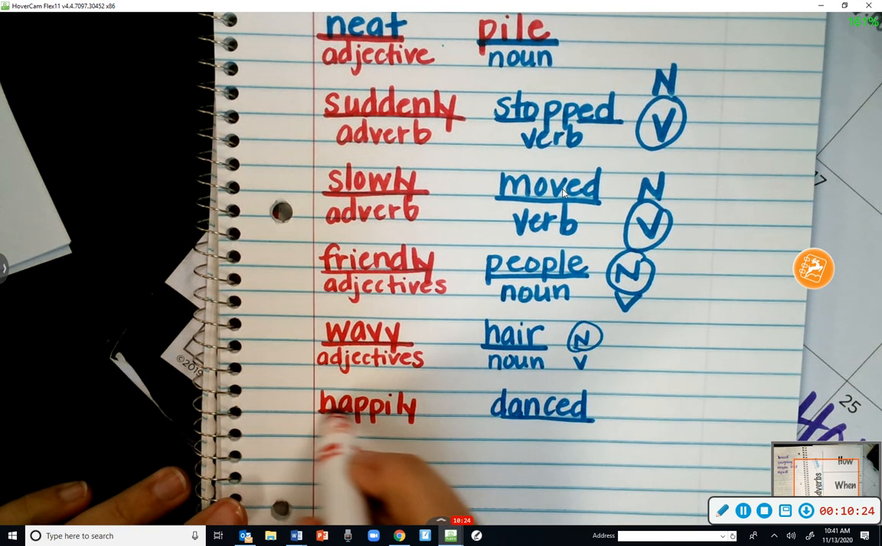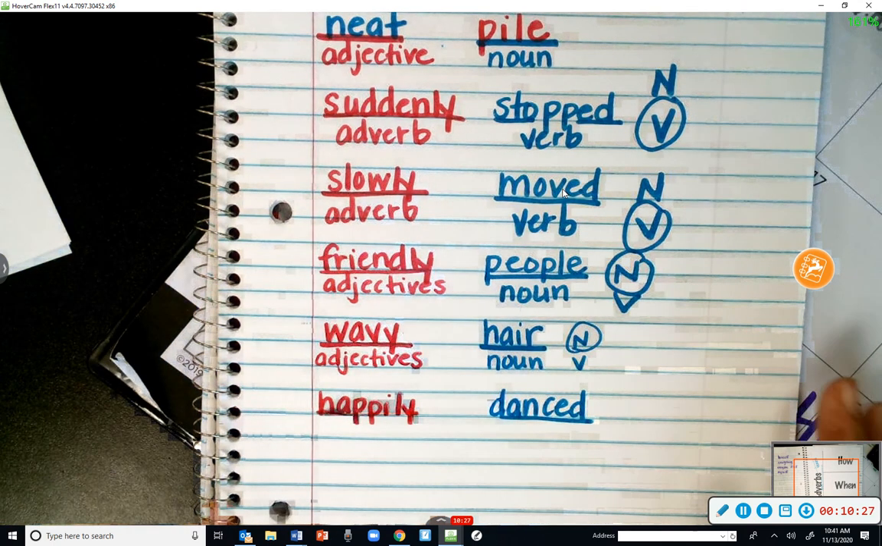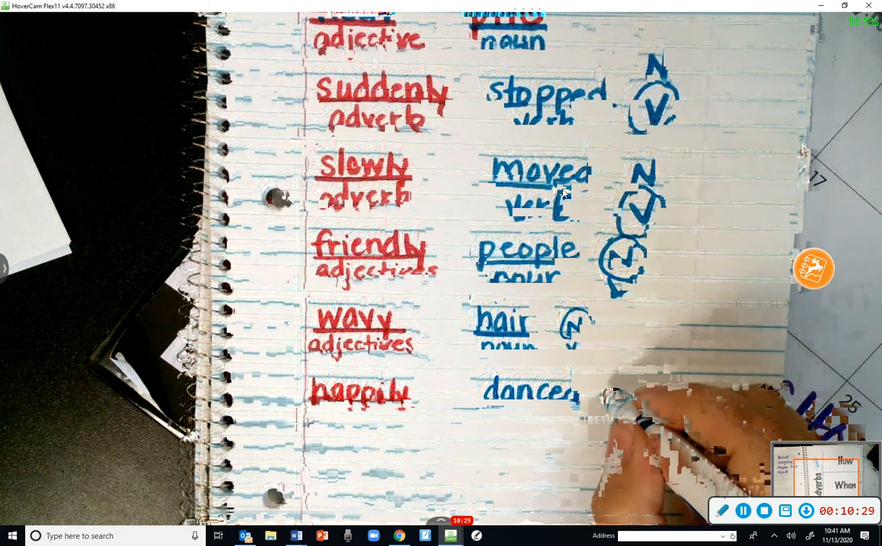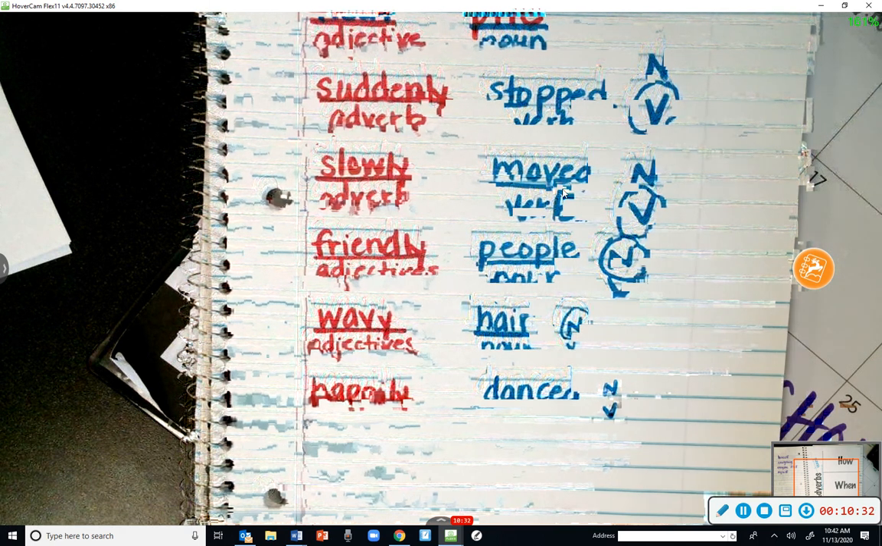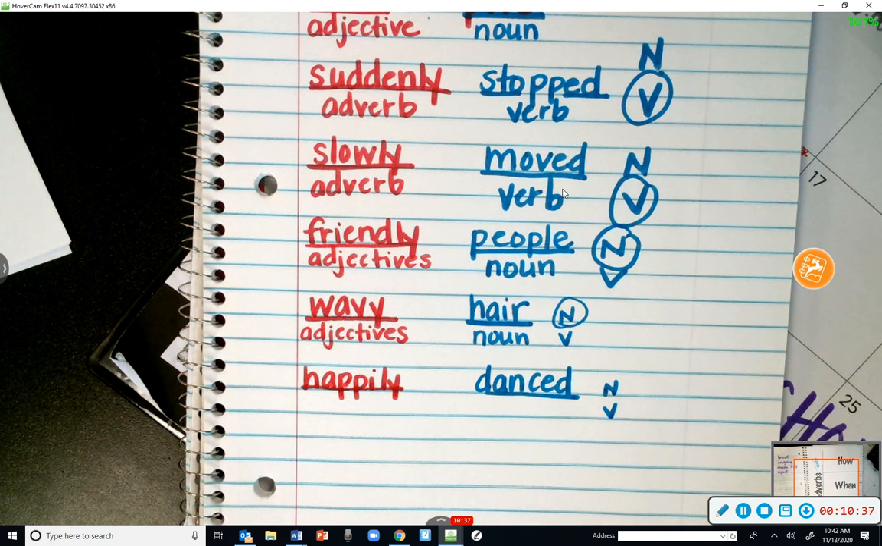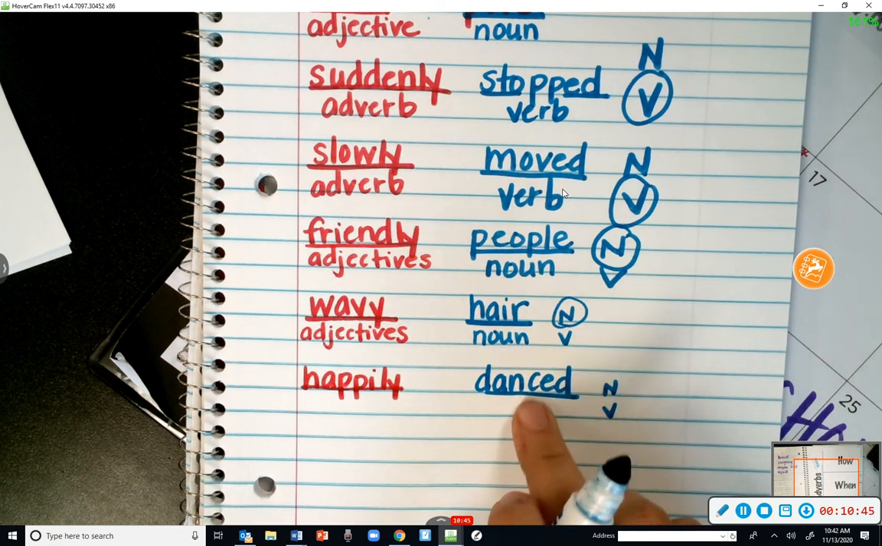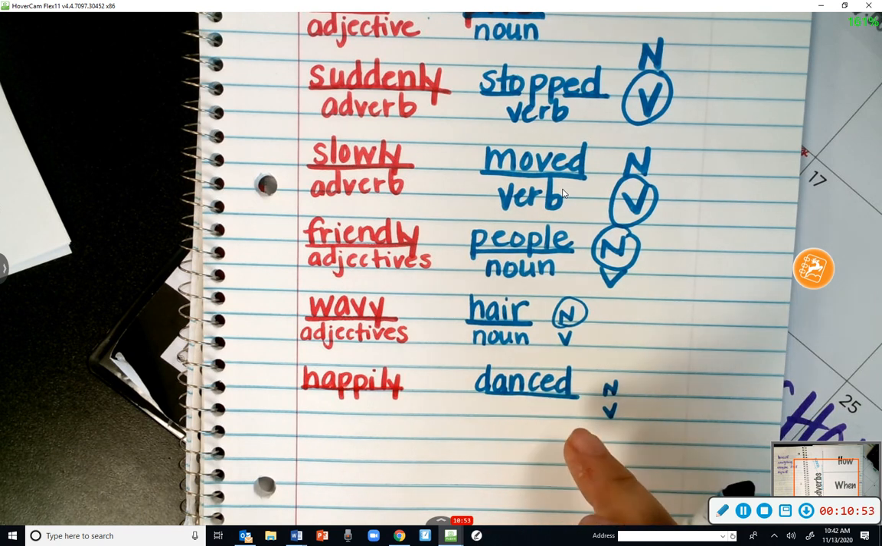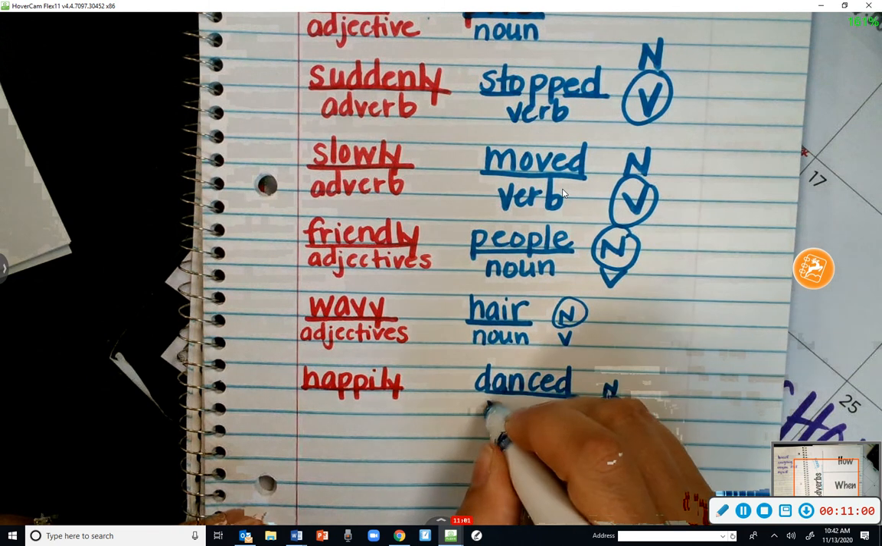Happily danced. All right, Gregory, what is danced? Noun or verb? Sure. Wait, no. You're not sure? No, you said it already. Okay, so danced in this case is a person, place, or thing? No. I meant a verb. Verb, because why? Because a verb explains action. Good. It's action, something you can do.